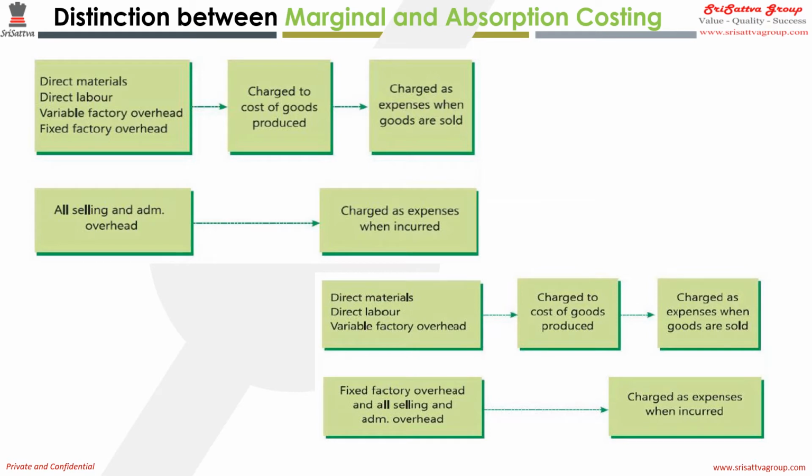Under marginal costing, the difference in the magnitude of opening stock and closing stock does not affect the unit cost of production. While under absorption costing, the difference in the magnitude of opening stock and closing stock affects the unit cost of production due to the impact of related fixed cost.